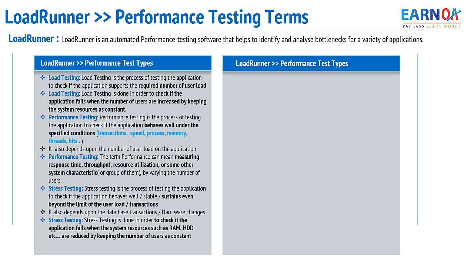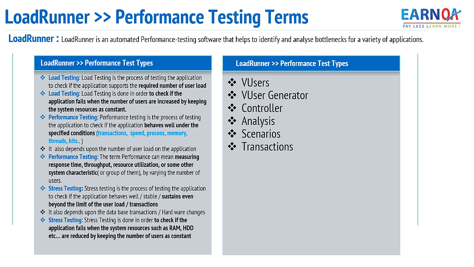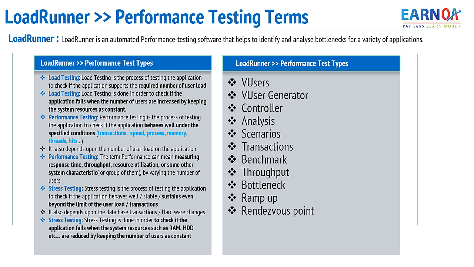Now, with respect to performance testing, we have so much terminology. We use virtual user generator, controller, analysis, and then scenario, transactions, benchmark, throughput, bottleneck, ramp up, ramp down, rendezvous point, parameterization, checkpoints. There are several terms and several things that we need to know before we proceed to implement. Now this is the time, let's go and talk about the important terms and learn them.